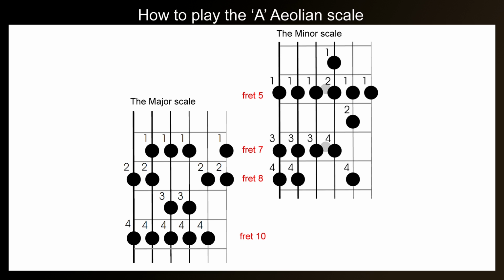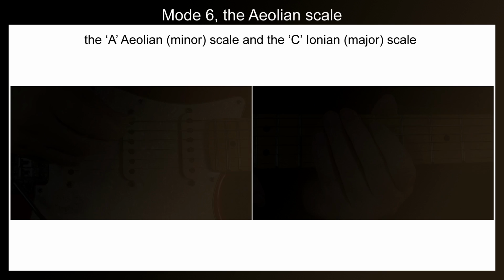We can demonstrate this by playing the C major scale and the A minor scale over the top of a backing track that's in C major, and if the scales didn't work together, you'd be able to hear it quite clearly.